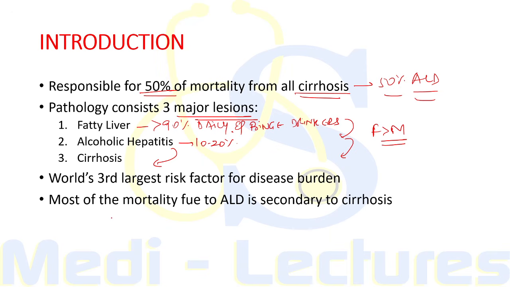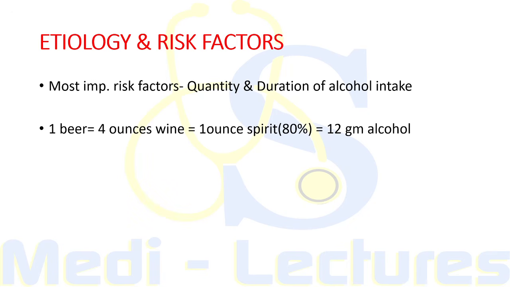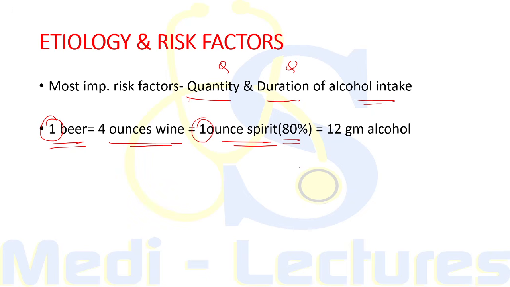Now, alcohol is the world's third largest risk factor for disease burden, and most of the mortality due to alcoholic liver disease is secondary to cirrhosis and its complications. If we consider the most important risk factors, these are quantity and duration of alcohol intake. It is important to note that 1 beer equals 4 ounces of wine equals 1 ounce of 80% spirit, and these all equal 12 gram of alcohol. So this is very important to calculate the exact amount of alcohol during the history taking of the patient: what is the quantity and what is the duration of alcohol intake.